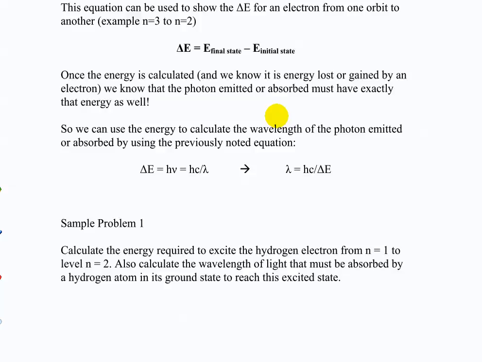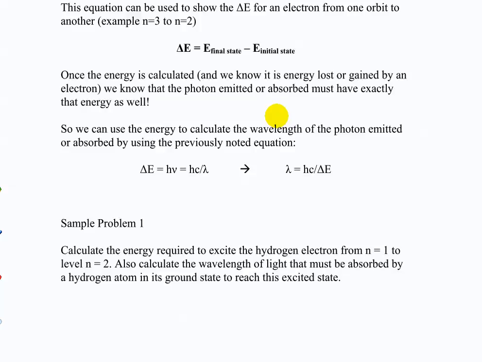Calculate the energy required to excite the hydrogen electron from n=1 to n=2. Also, calculate the wavelength of light that must be absorbed by the hydrogen atom in its ground state to reach this excited state. So ground state is like the normal stable state. Excited state is when the electrons are excited into higher levels. All right, so let's try this.